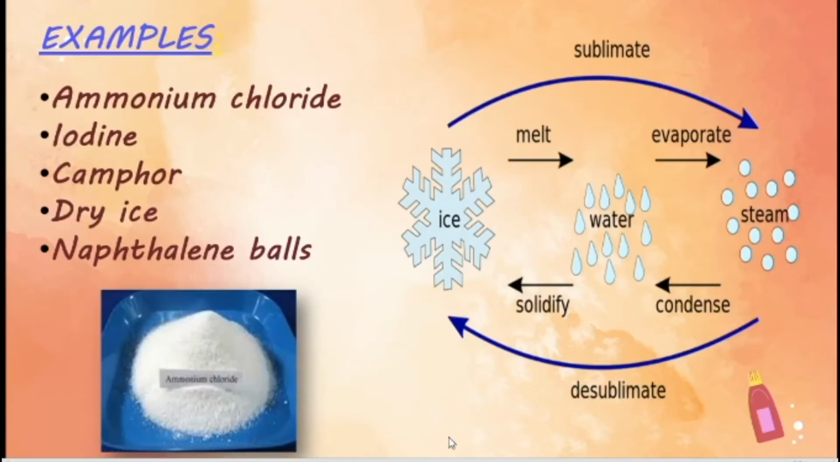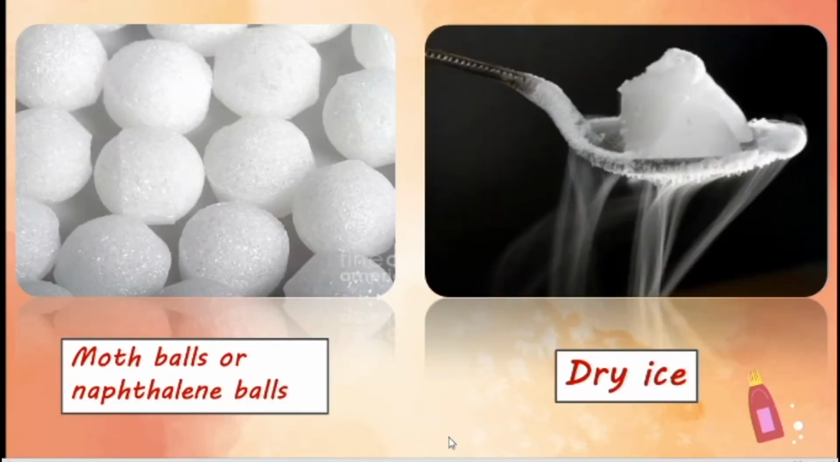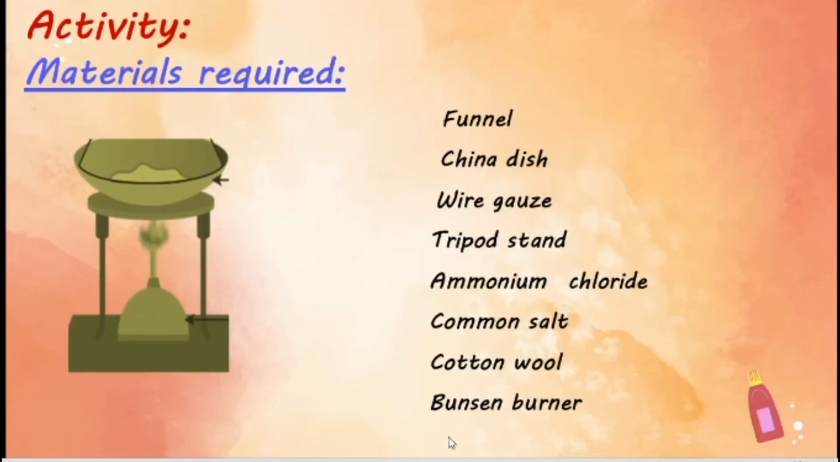Examples of sublimation are ammonium chloride, iodine, camphor, dry ice and naphthalene balls. You all know what naphthalene balls are. They are also called moth balls. And dry ice is the solid state of carbon dioxide. These substances come under sublimation. These are all examples of sublime substances.